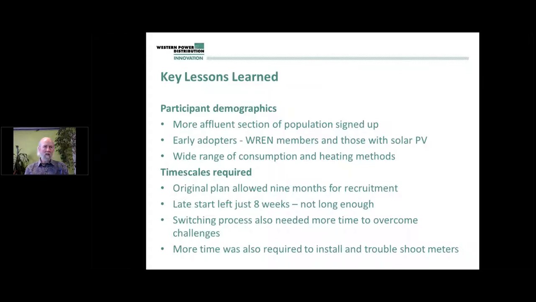Switching process needed more time to overcome challenges. Basically, in terms of the supplier, the technical processes involved in switching people from other suppliers was more cumbersome than they imagined. And also more time is required to install and troubleshoot the meters.